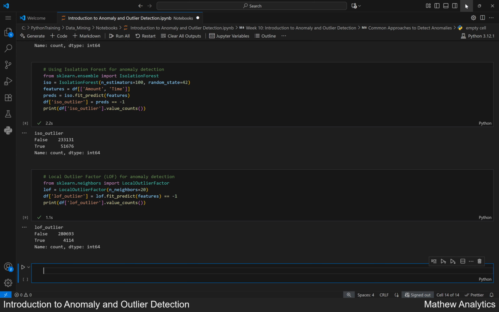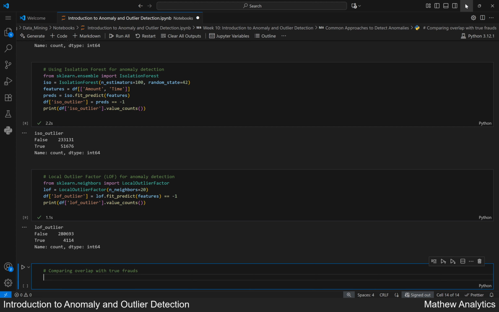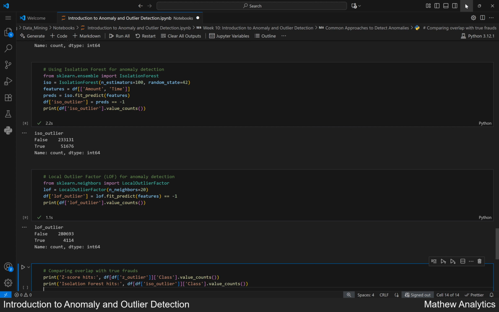Let us check how many of our flagged outliers were actually fraud. We are comparing the overlap between detected outliers and true fraud cases. This line prints how many transactions flagged by the Z-score method were actually frauds. This line prints how many transactions flagged by the isolation forest method were actually frauds. This line prints how many transactions flagged by the local outlier factor method were actually frauds.